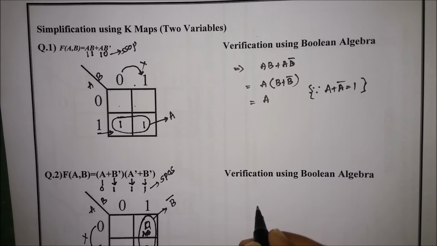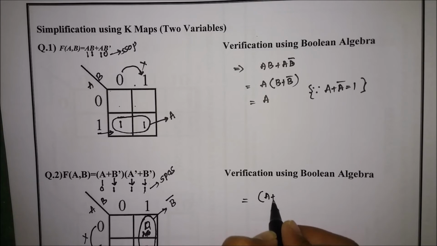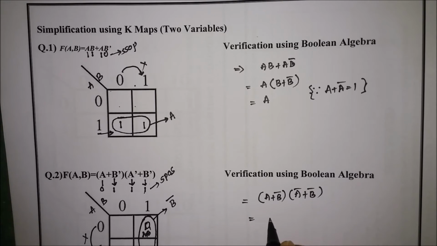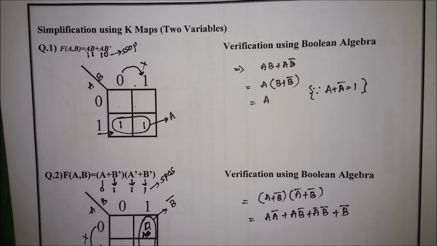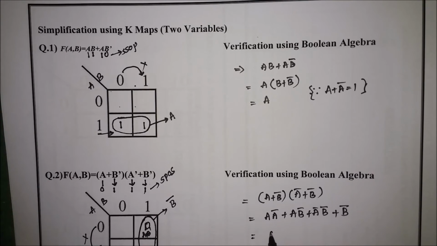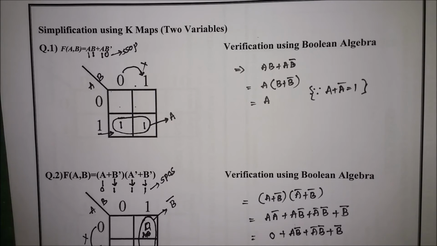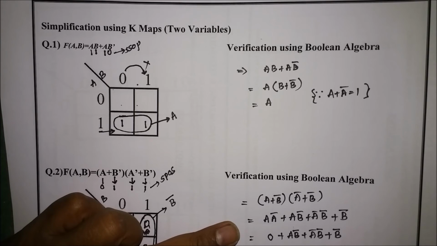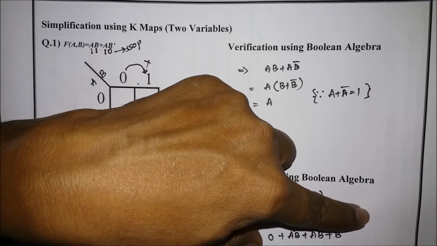As it is somewhat tough to simplify this using the POS form, I am proceeding simply by multiplication, applying the distributive law. I will be solving this example. Now a into a bar plus a into b bar plus a bar b bar plus b bar. Once we get this, we know that a into a bar is equal to 0, plus a b bar plus a bar b bar plus b bar. Now if I take b bar common from all three, that is b bar into, 1 plus a plus a bar, so that is equal to b bar into 1, which is equal to b bar.